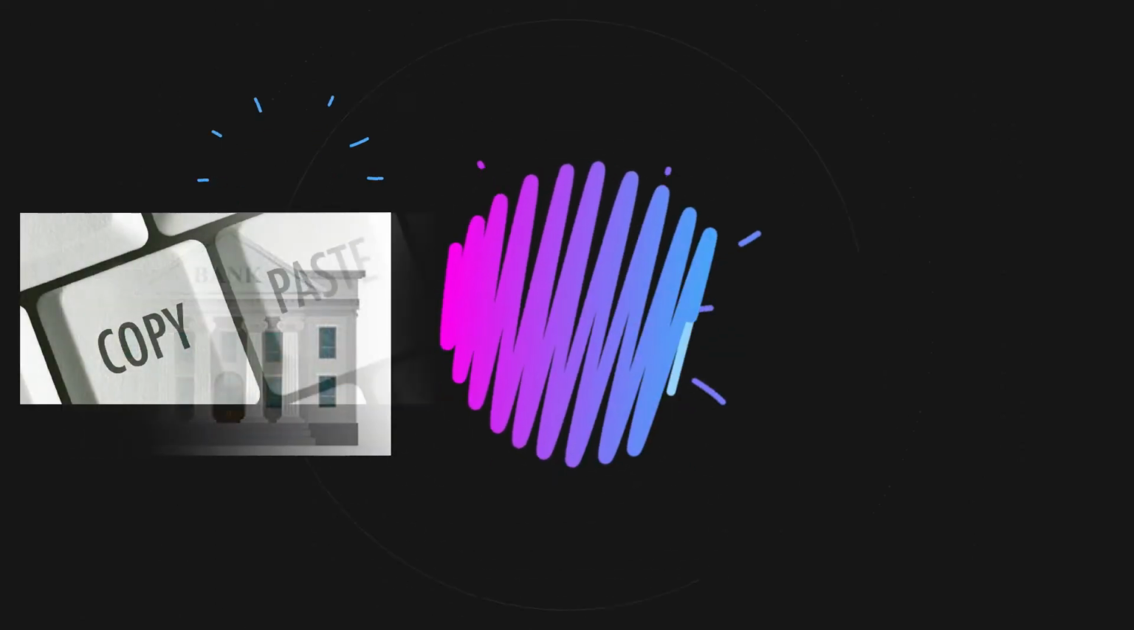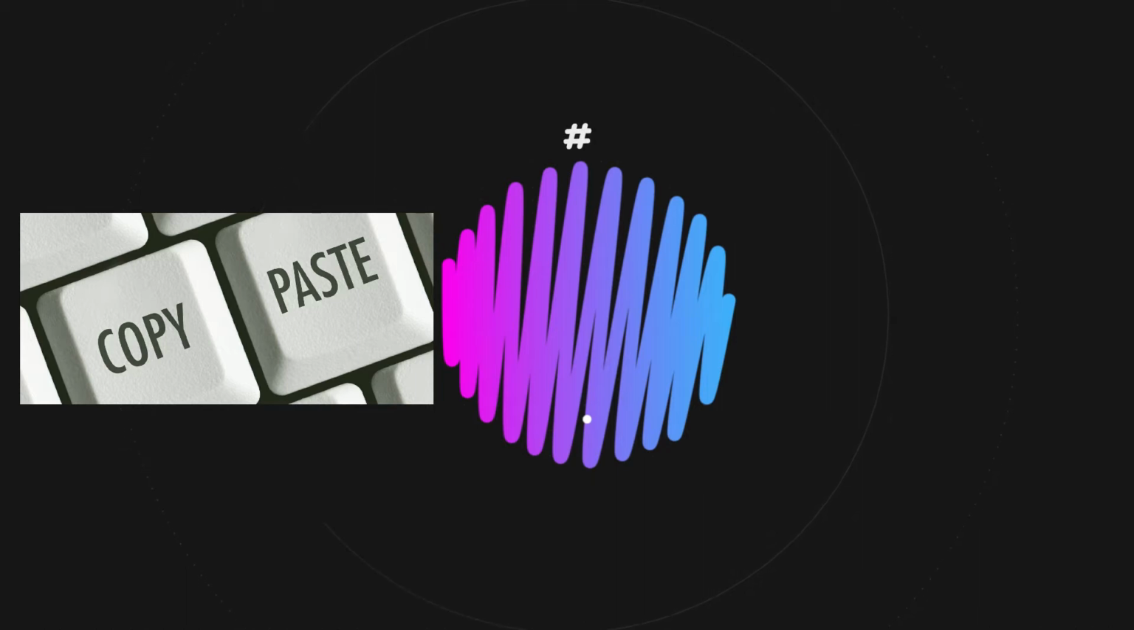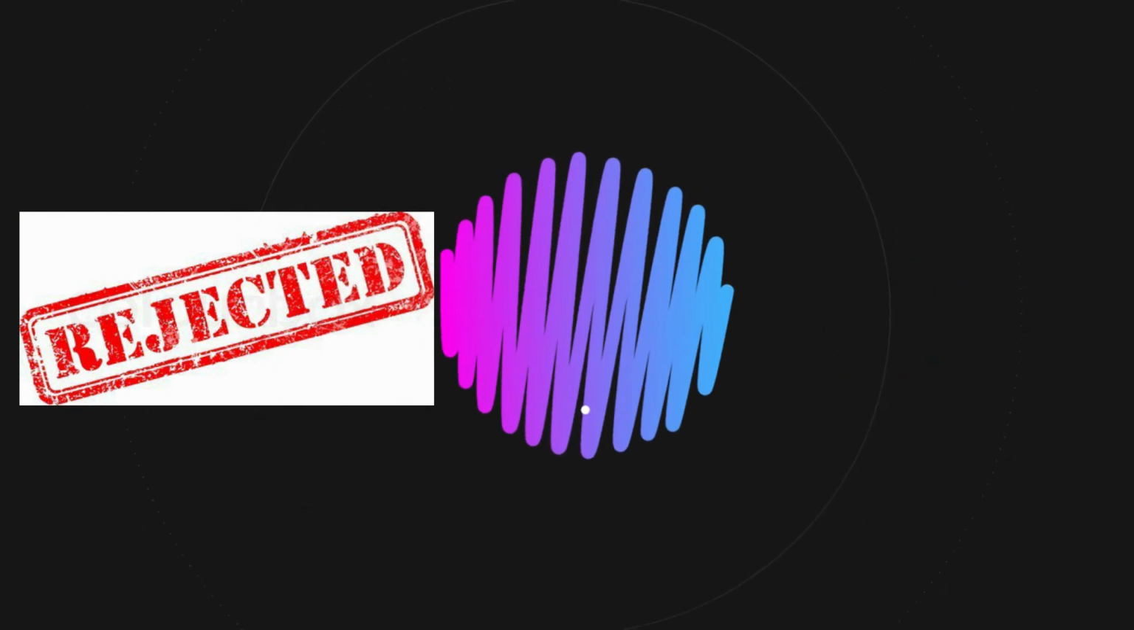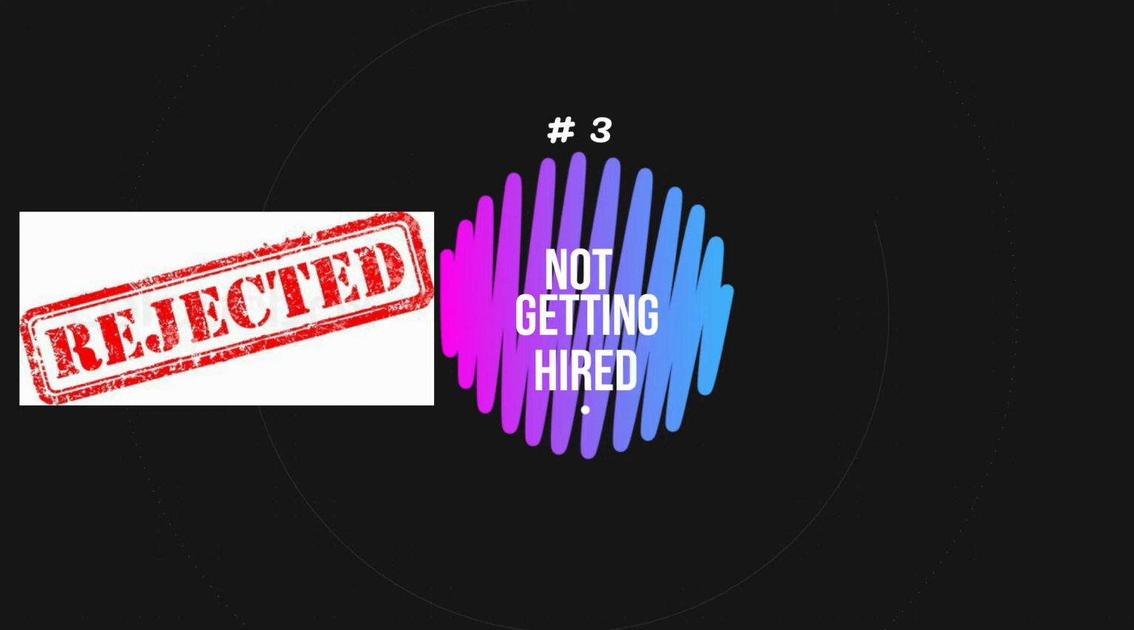So the reason number two of getting your account suspended could be you are sending copy-paste proposals to all jobs. You have to cater your job proposals according to the job description. Now the third reason could be that you are sending so many proposals but you are not getting hired. At the back end, they are actually calculating your view and hire rate. If you have low hire rate, then your account is going to be suspended.